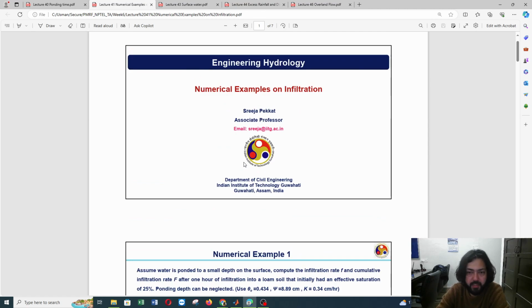So just to summarize what we have done in today's session: first we started with subsurface water. The last concept which was left from last week was ponding time. So we started with the concept of ponding time. We have derived the equation for ponding time. We have taken the case of what happens after ponding time to the cumulative infiltration. Then we have taken numericals as well for both the cases.